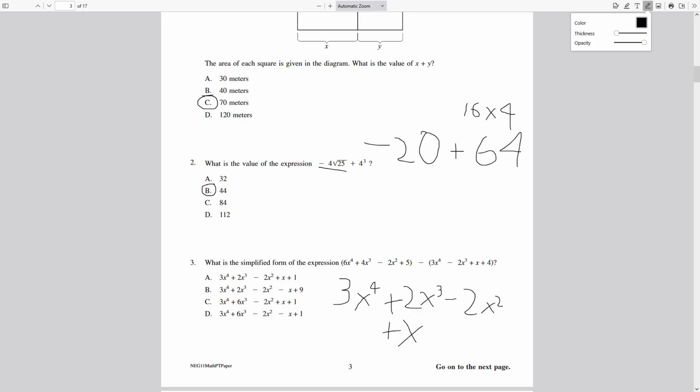5, 4, that's 9 plus 9. So the answer is 3x squared plus 2x cubed minus 2x squared. Wait, this isn't right. Why is it minus x? Oh, wait, no? Minus x? There's no x. Did I do something wrong?